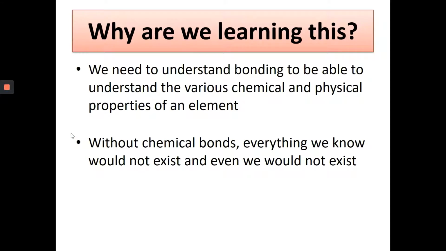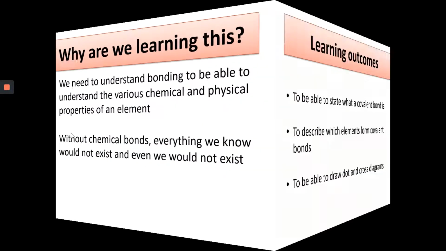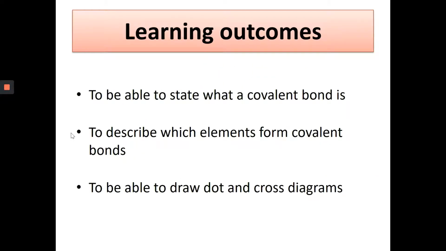So again, why are we learning this? These two points are the same as the ionic ones. We need to understand bonding to be able to understand the various chemical and physical properties of an element. And again, without chemical bonds, nothing would exist, and even we wouldn't exist. We're going to be able to state what a covalent bond is, describe which elements form covalent bonds, and be able to draw dot and cross diagrams of this.